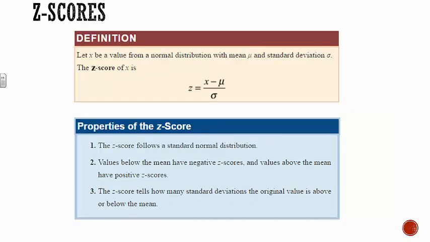Alright, so just a quick review. You guys have seen this formula before. This is your z-score formula. Your z-score formula simply says to take x, or whatever value you're looking for, minus the mean over the standard deviation. The z-score again tells you how many standard deviations above or below the mean you are.